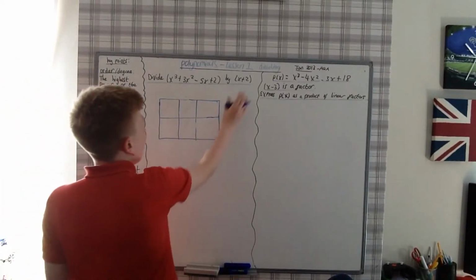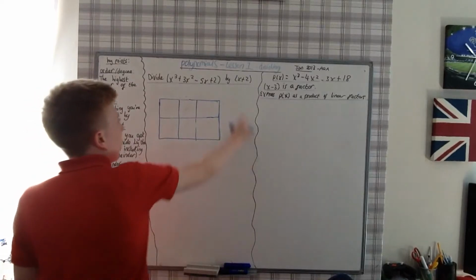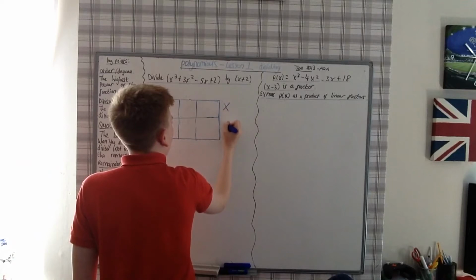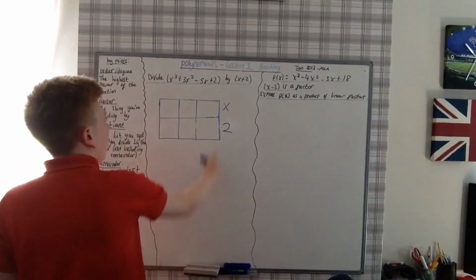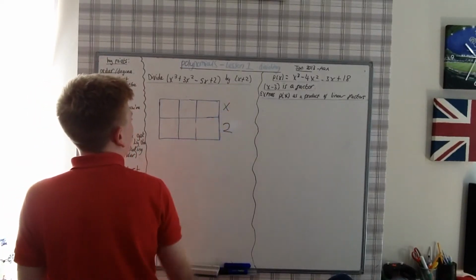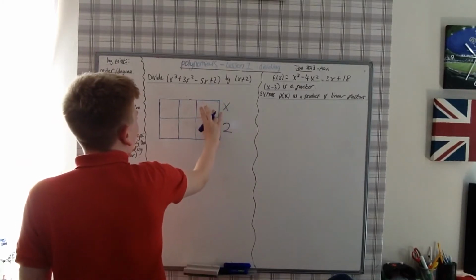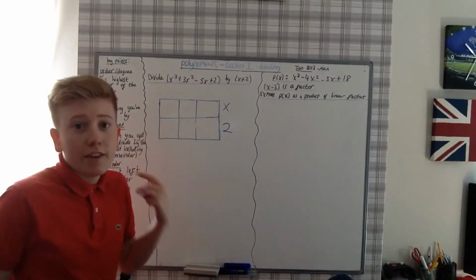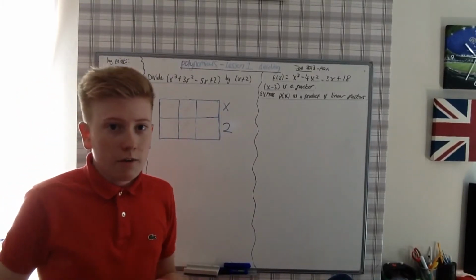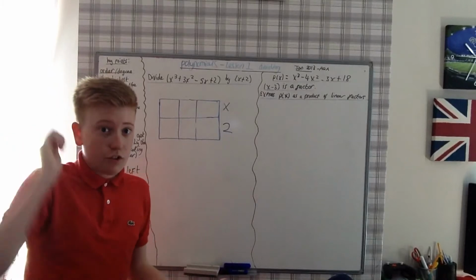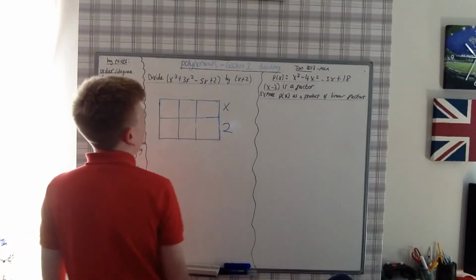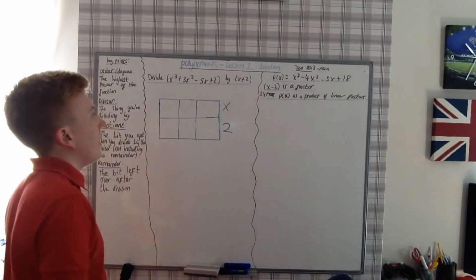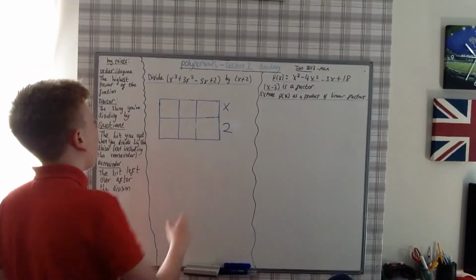With the box method, we look at what we're dividing by and we write each term in this way. We write the x here and the 2 here on the right of each row of the box. Now, the box will always have 2 rows and 3 columns. That's the way you should draw it out, because you're going to get a quadratic. I'll show you exactly what I mean here.